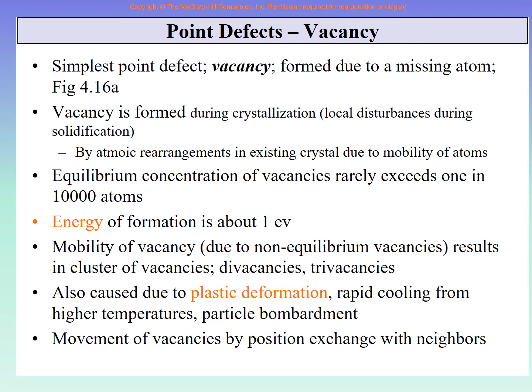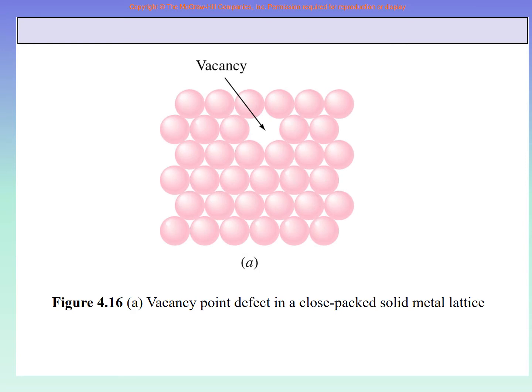How does it look? This is a schematic diagram. All these are the atoms of the material. Because of getting some extra energy, the atom that was here has gone out. So it has left behind a vacancy or an empty space. So now this is a defect.